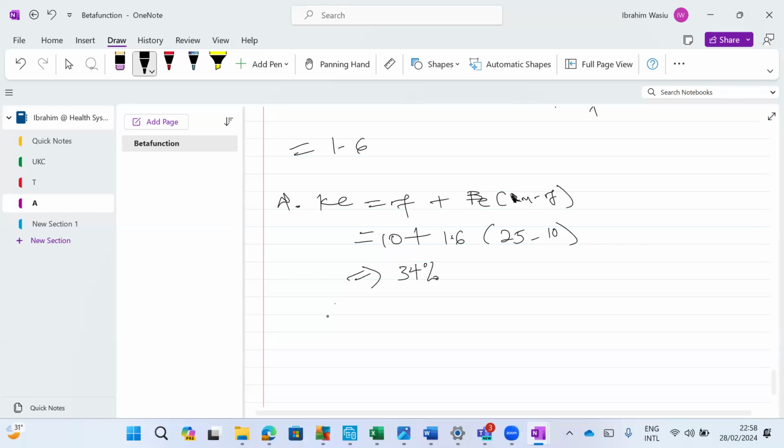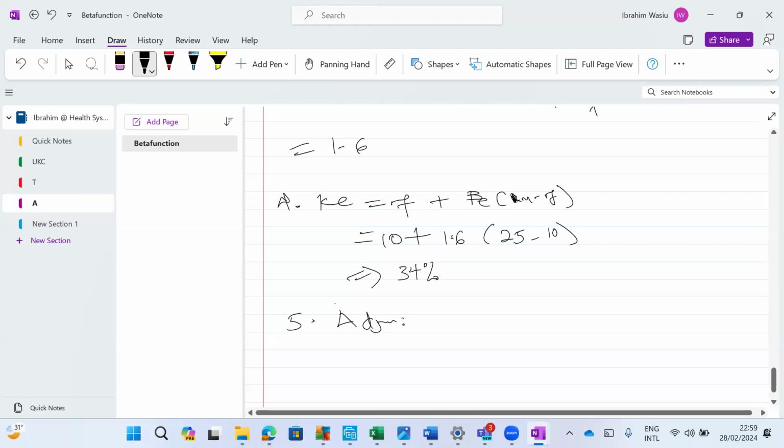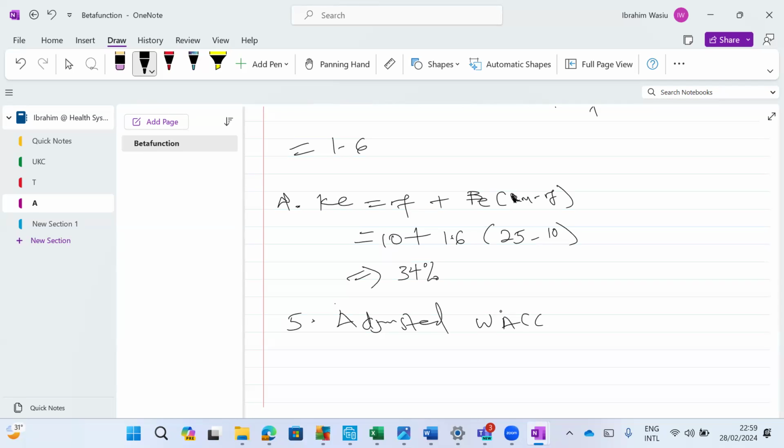Okay, so the next step now, step 5. Now adjust it back. So what about the cost of debt? We're not going to calculate it. Yes, you calculate it when we need it in the table.